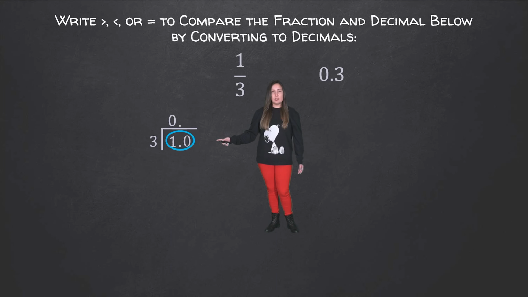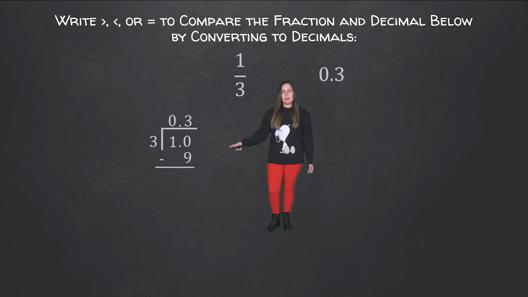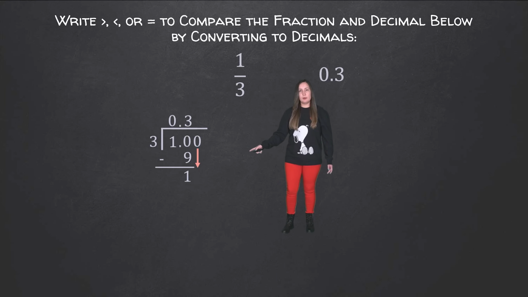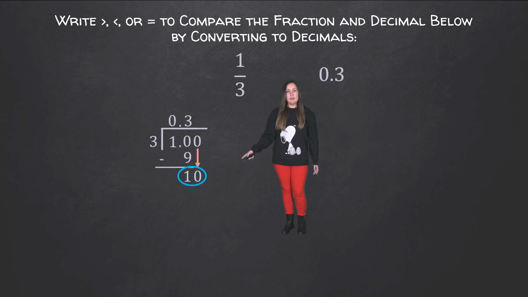Then we ask ourselves, how many times does 3 go into 10? 3 goes into 10 3 times because 3 times 3 is 9, and that's as close as we can get to 10 without going over. So then we're going to subtract. 10 minus 9 is equal to 1. Because we have a remainder, let's go ahead and add another 0. We're going to bring that down, and then we have 10 again.